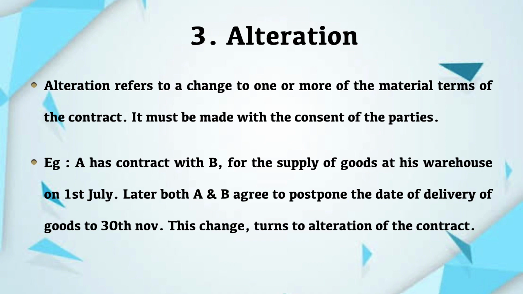Here's an example. A has a contract with B to supply goods at his warehouse on 1st July. So A has promised B, I will supply the goods to your warehouse on 1st July. Later, both party A and party B mutually agree to postpone the date of delivery of goods to 30th November. So this change amounts to alteration of the contract. They're not cancelling it, they're not recreating it, they're just making the necessary changes to the contract by the mutual agreement or consent of both the parties. Is that clear? So both had agreed upon 1st July and then both altered the agreement to 30th November. Still, this agreement is valid and enforceable in the eyes of law.